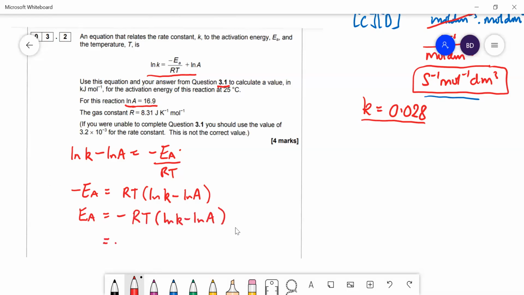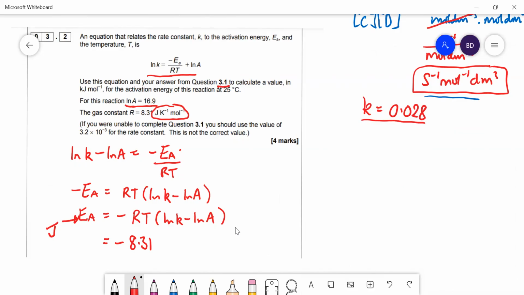Okay, so we want minus 8.31 as the units of R. Now it's important to notice here the units of R are in joules per Kelvin per mole. So we're going to get our activation energy here in joules, and we're going to have to convert it into kilojoules at the end. Okay, so we get that.